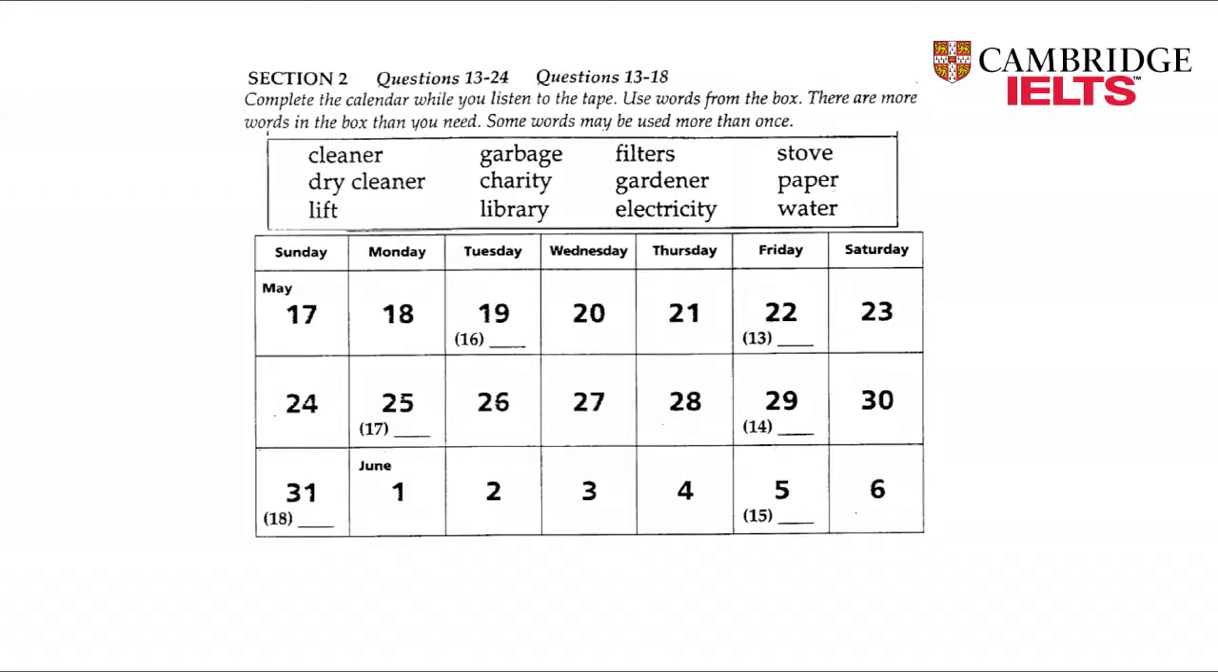Oh yes, filters. Please would you change the filters on the washing machine on the last day of the month, which is Sunday the 31st. We find that the machine works much better if we change the filters regularly. The gas company reads the meter outside the house, so don't worry about that. I think that's all the information about our calendar of events.